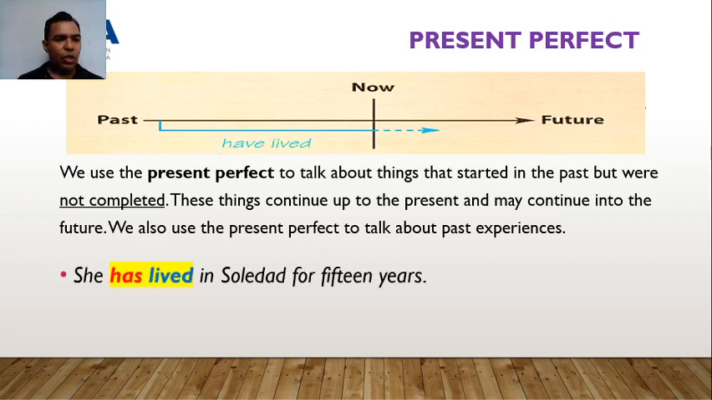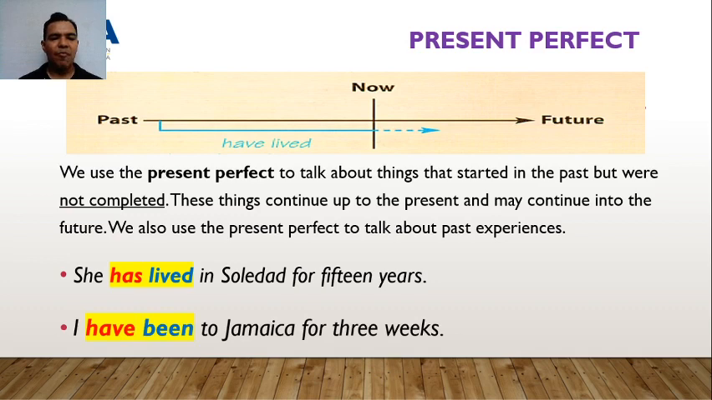More examples. She has lived in Soledad for 15 years. In this expression, "she" is the subject, and we are saying that that person started living in Soledad 15 years ago, but it's probably that she lives in Soledad right now. It's not a completed or finished action. It began in the past but continued into the present.